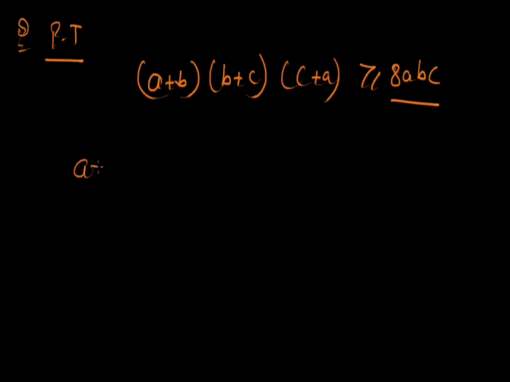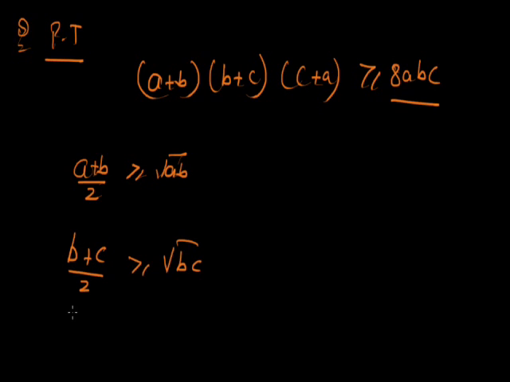We know that (a plus b) upon 2 is greater than or equal to root ab. We just studied that the arithmetic mean is greater than or equal to the geometric mean, right? Similarly, we can say (b plus c) upon 2, the arithmetic mean, is greater than or equal to the geometric mean. Similarly, I can say (c plus a) upon 2 is greater than or equal to the square root of ca. Now these are all positive quantities, because we are using arithmetic and geometric means. It's also given that these quantities are positive.